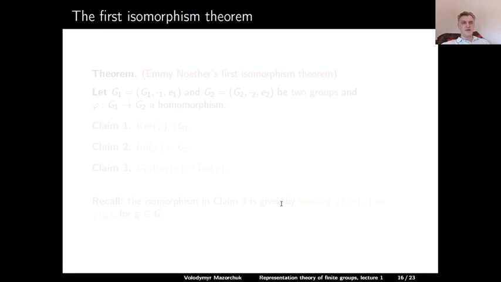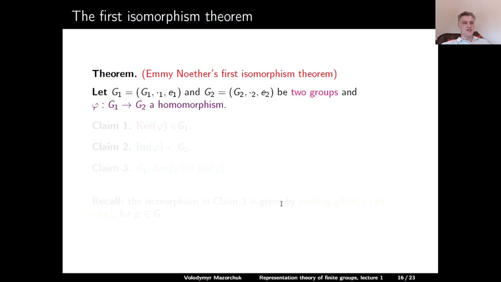Next, let us recall the first isomorphism theorem. So this is Noether's first isomorphism theorem. Let G1 and G2 be two groups, and phi from G1 to G2 be a group homomorphism. Claim 1: the kernel of this homomorphism is a normal subgroup of G1. Claim 2: the image of this homomorphism is a subgroup of G2. And claim 3: the quotient of G1 by the normal subgroup ker phi is isomorphic to the image of phi.